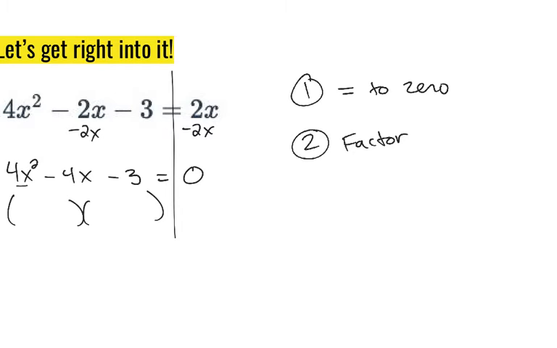So the first two multiply to make 4x squared. Guess. So we're guessing 2x and 2x. Right? The last two multiply to make 3. Not a lot of ways to get 3. 1 and 3. I have to get a negative 3 though, so I need to figure out which one's plus and which one's minus. So I'm just going to guess.